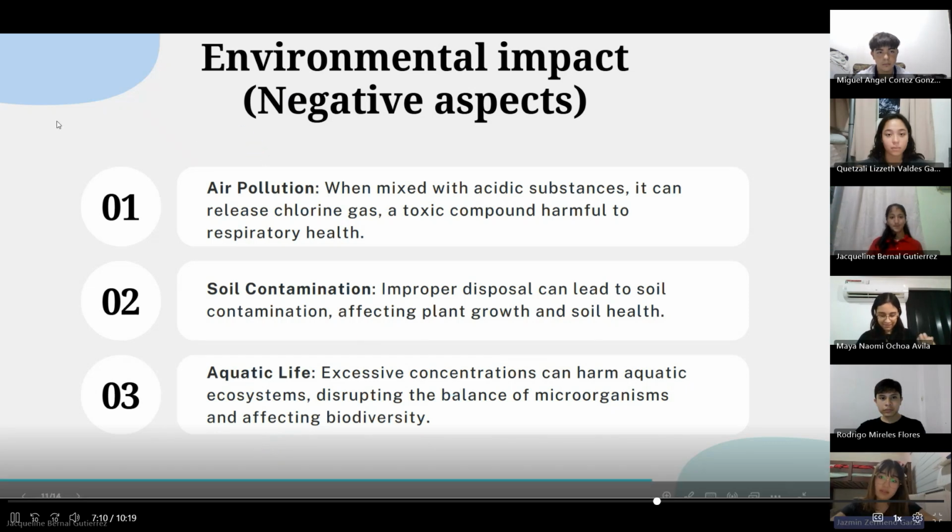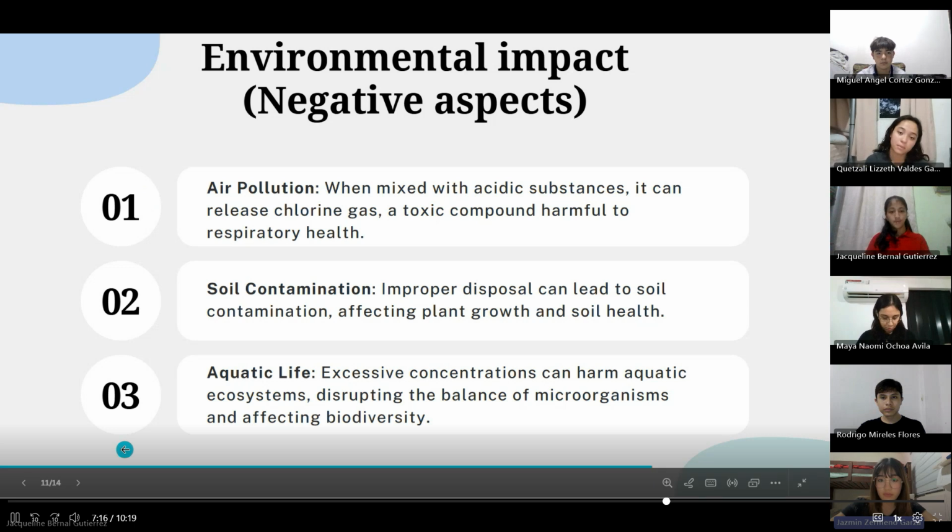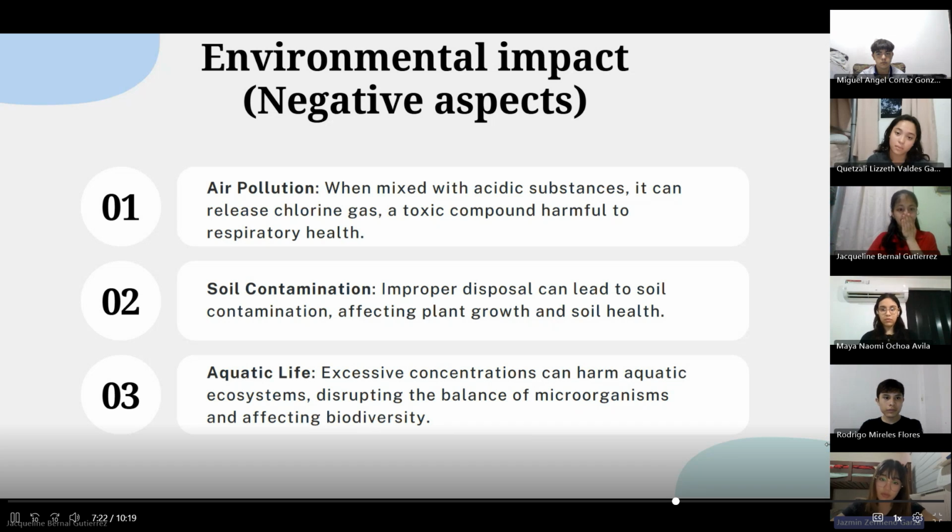And now the environmental impact, negative aspects. The first one is air pollution. This is when mixed with acid substances, it can release chlorine gas and toxic compounds harmful to respiratory health. The second one is soil contamination. This is improper disposal can lead to soil contamination, affecting plants' growth and soil health.